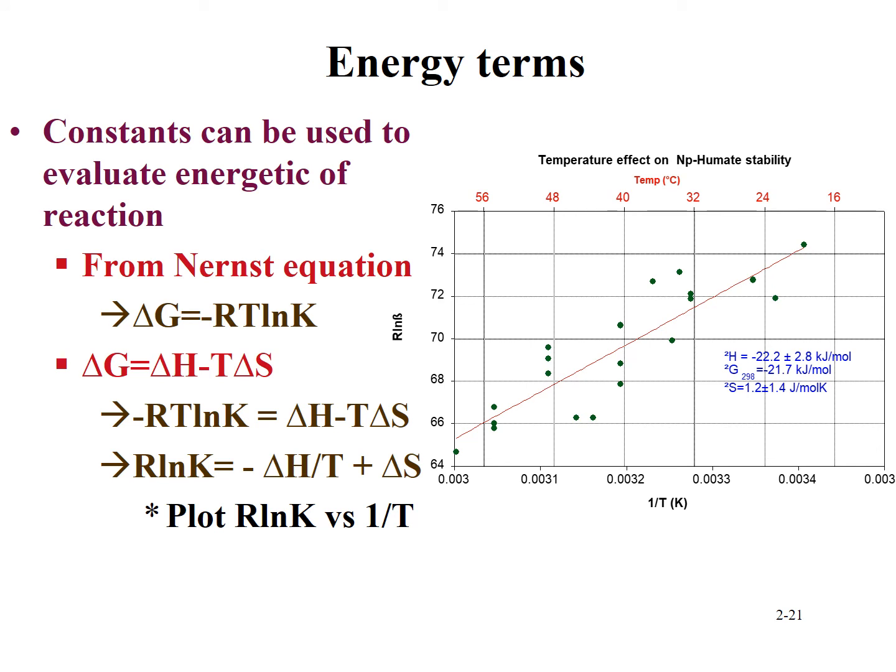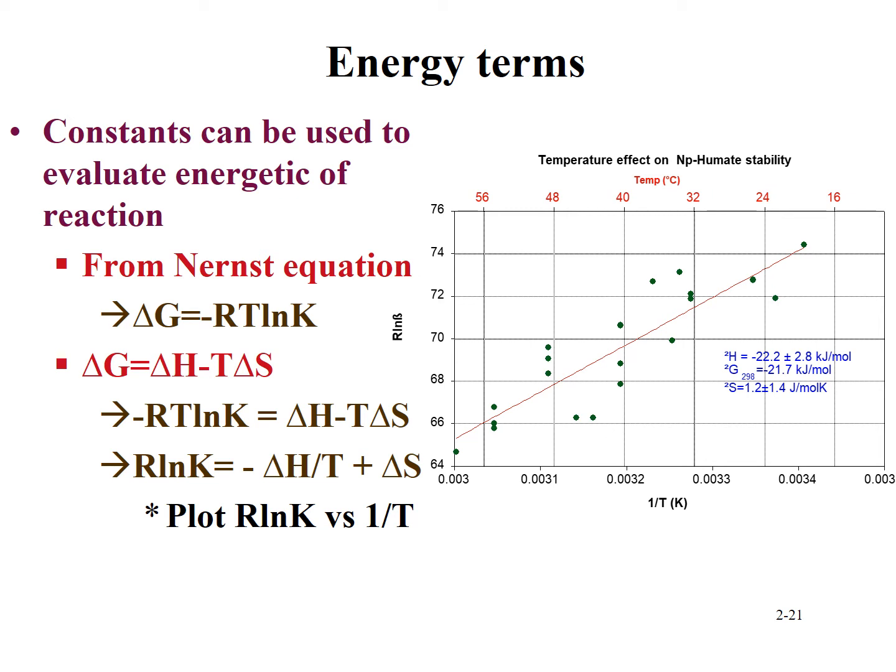Thermodynamic data, particularly the complexation constants, as we've already demonstrated, are useful in determining speciation. But by measurements of the complexation constants, we can actually evaluate other thermodynamic data. As we discussed earlier, there are relationships between the Gibbs free energy, enthalpy, and entropy, but also between the Gibbs free energy and the complexation constant. So here's an example of some experimental data of the complexation of neptunium with humic acid.